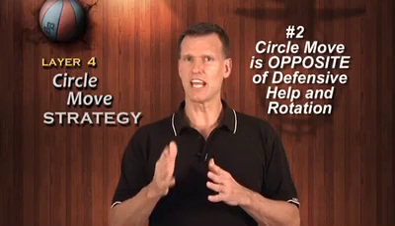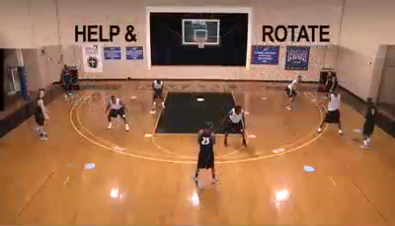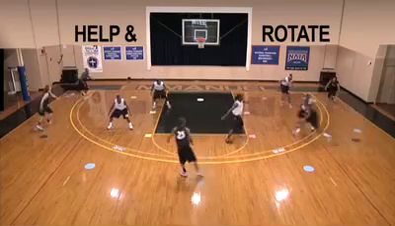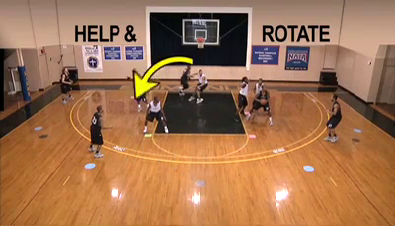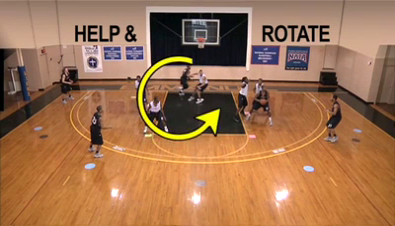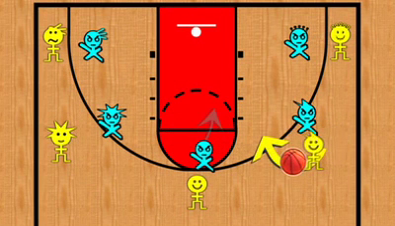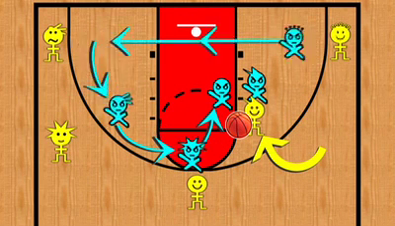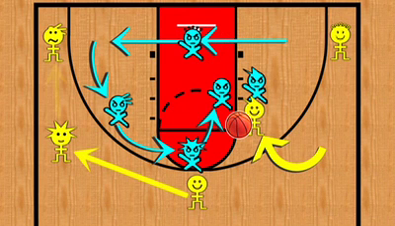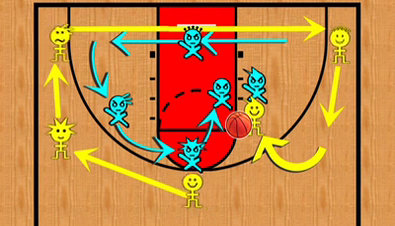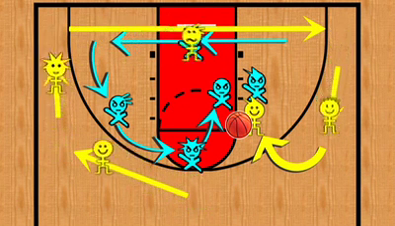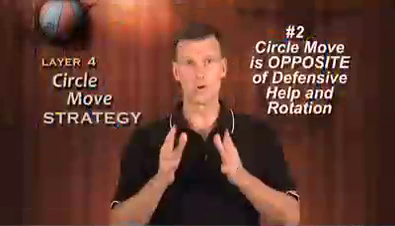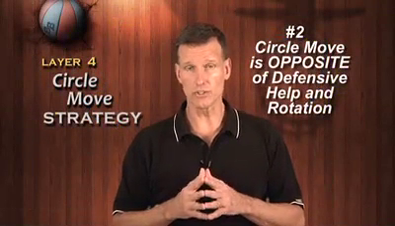Here's an example of standard help and rotation. In other words, if the penetrator drives left, then help and rotation moves in a right circular motion. Circle movement is going to send all players without the ball in the opposite direction that defense is trained to help and rotate. Will this always yield a scoring opportunity?